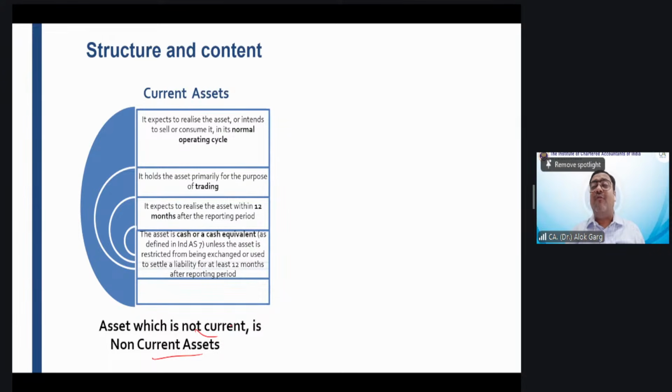Now, sir, what is meant by current asset? Current means an asset where the entity expects to realize the asset, or intends to sell or consume it, in the normal operating cycle.